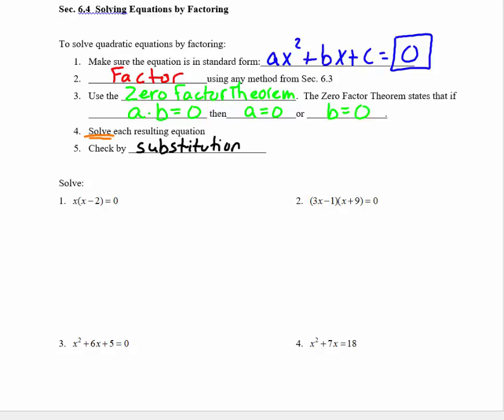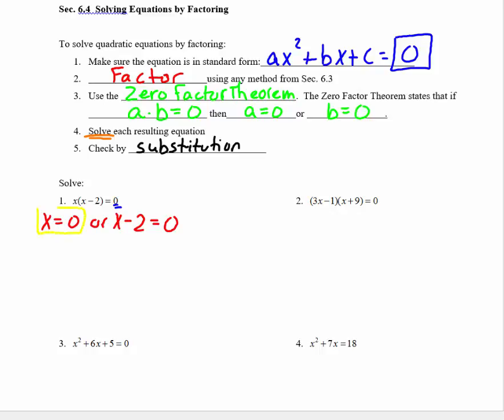Solve. Number 1, x times (x minus 2) equals 0. So if step 1 says does the equation equal 0, and it does. Step 2 says to factor. Some students want to multiply in the x, but if you look closely at number 1, it is already factored for you. So step 3 says use the zero factor theorem. You have things being multiplied that equal 0, so either the first thing, which is x, has to equal 0, or x minus 2 would have to equal 0. And then we'll solve each resulting equation.